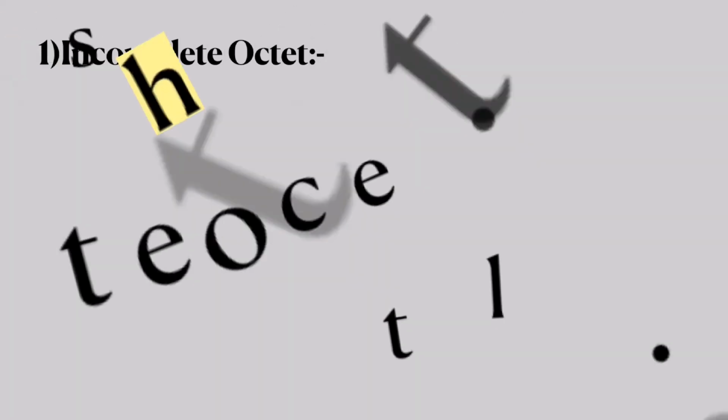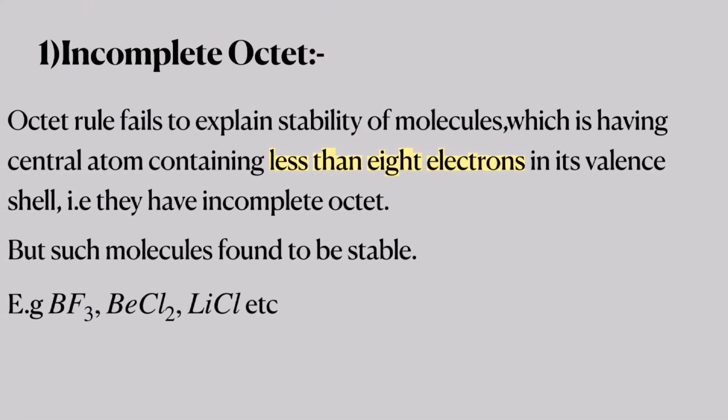Now let us consider the first limitation, that is incomplete octet. The octet rule fails to explain the stability of molecules having a central atom containing less than 8 electrons in its valence shell. That is, they have an incomplete octet, but such molecules are found to be stable. For example, BF3, BeCl2 and LiCl.